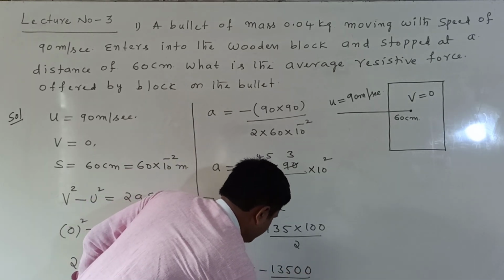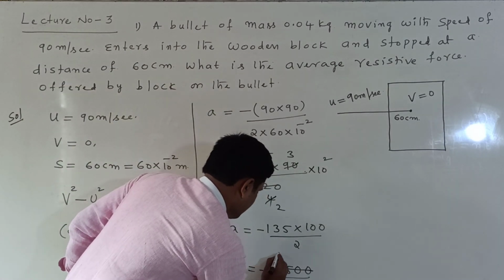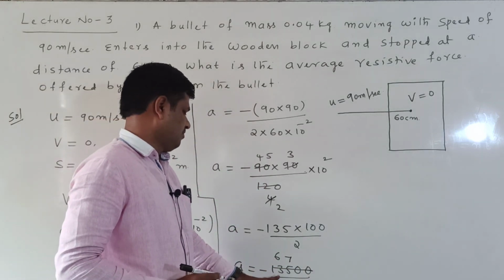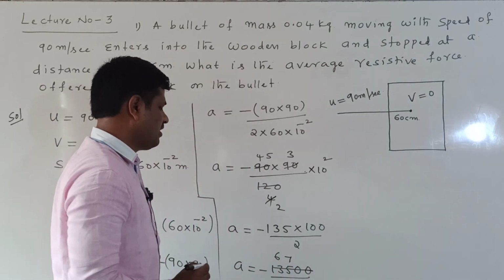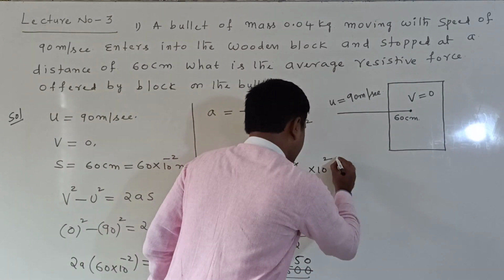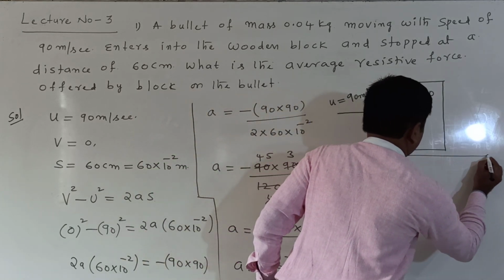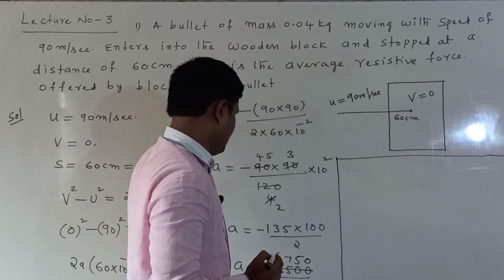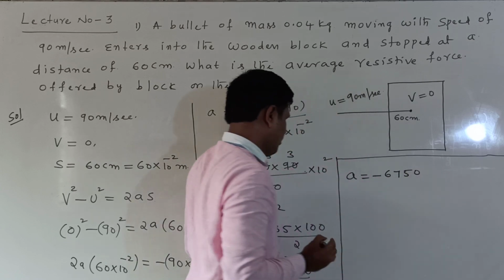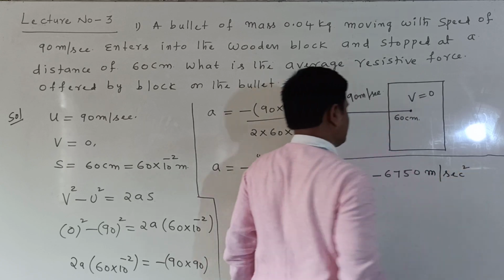Now from this we get a is equal to 13500 by 2. When calculating this, we get the acceleration value a equal to minus 6750 meter per second square. This is the acceleration value.